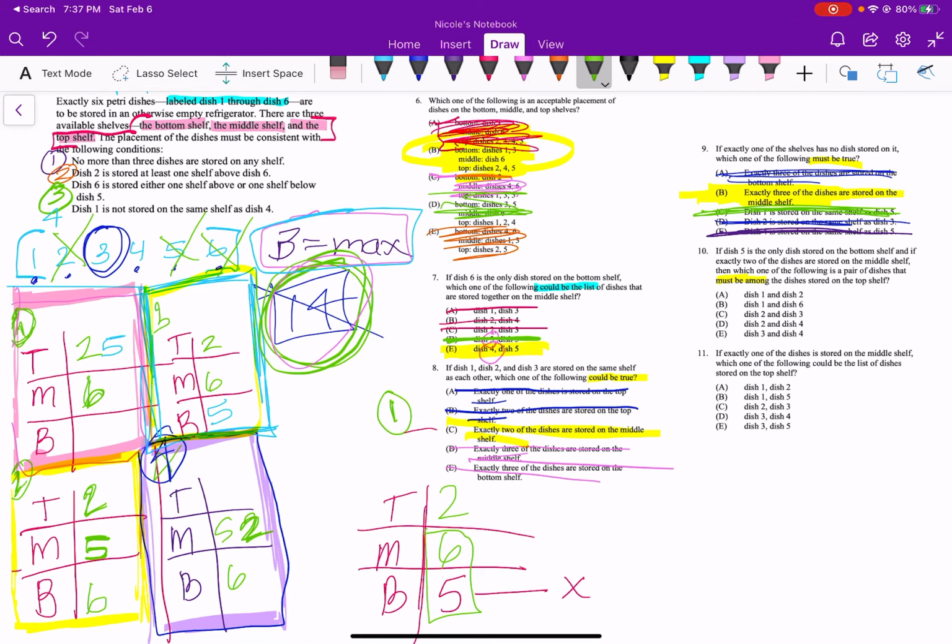But then in our scenario, it also says that there's exactly, and exactly is an important word, exactly 2 of the dishes stored on the middle shelf. So we have 6 already, which means there's 1 more. And if there's 1 more on the middle shelf, then how many must there be on the top shelf? 1, 2, and 3.